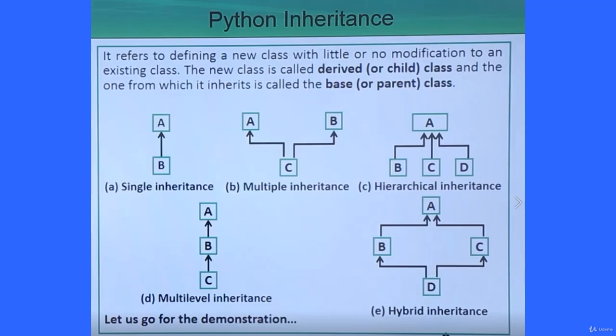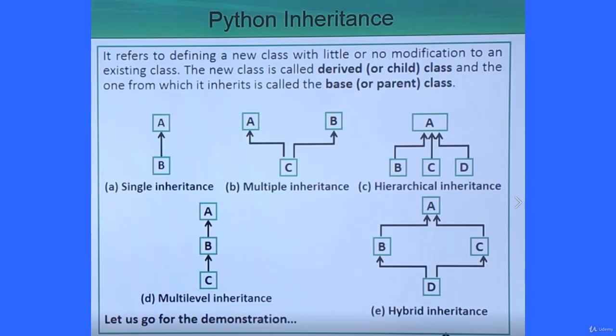Here we have multiple inheritance. What does it mean? We will have multiple base classes, not only 2. We can have more than 2 also. We will have multiple base classes but one derived class. So this particular derived class will inherit the properties from all the base classes.